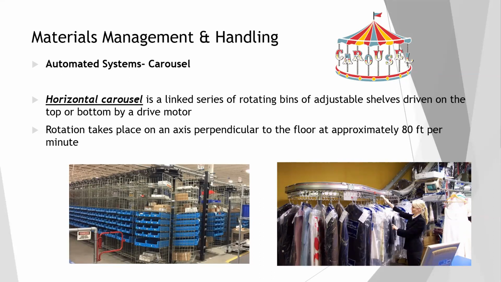The picture on the left-hand side shows what a horizontal carousel would look like in a warehouse environment, especially for smaller items, where all of these shelvings would rotate.